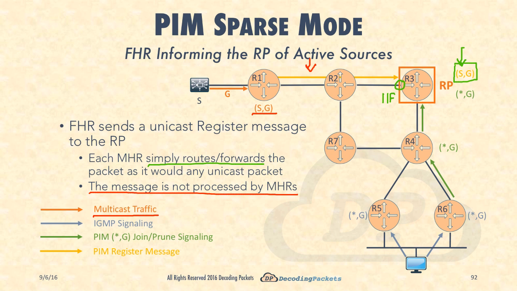There's an S comma G state on R1. Because of the data plane traffic, there's an S comma G state on R3, or the RP, which is because of that PIM register message. And this is literally what our network looks like right now. There's nothing else going on here.